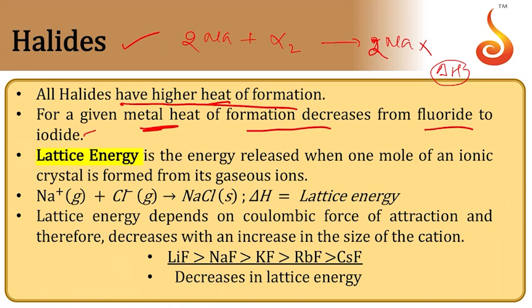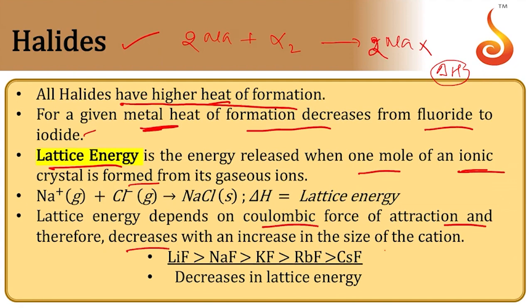That is because for a given metal, iodide is more covalent. Iodide has more covalent character, therefore its heat of formation is less. Then when it comes to the lattice energy of these compounds, lattice energy is the energy liberated when 1 mole of ionic crystal is formed. And lattice energy depends mainly upon the Coulombic force of attraction.